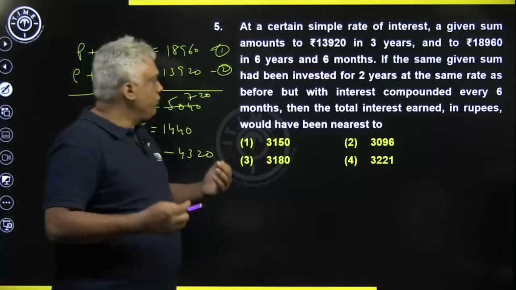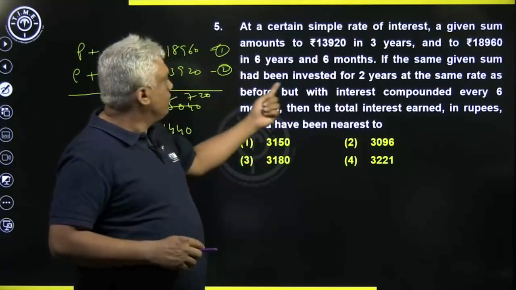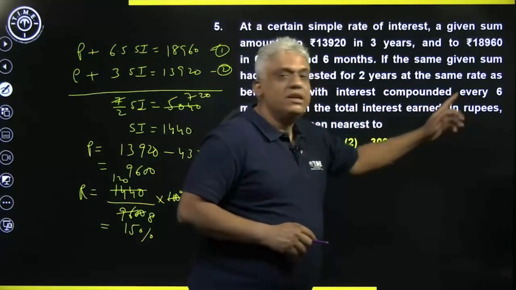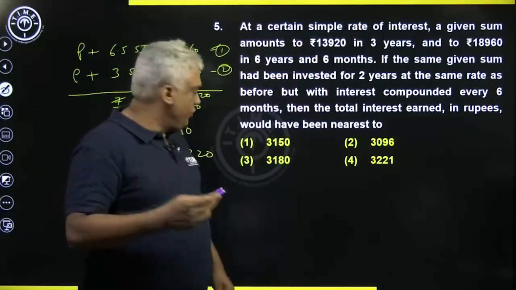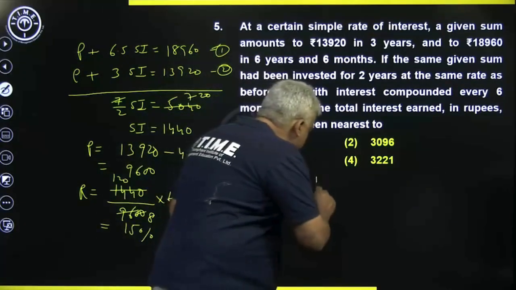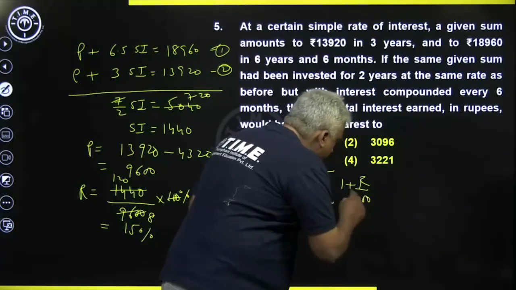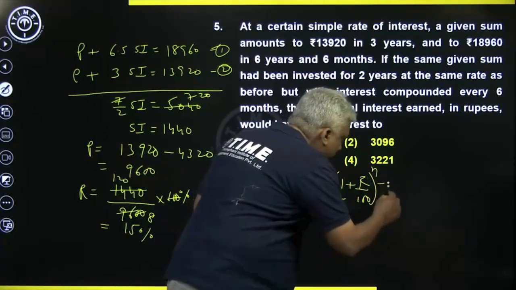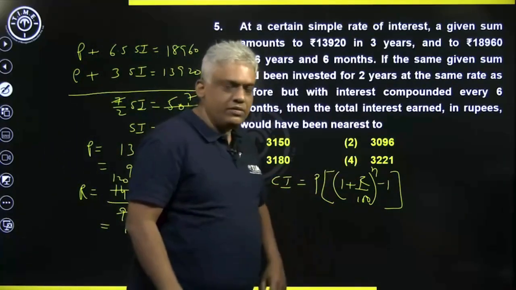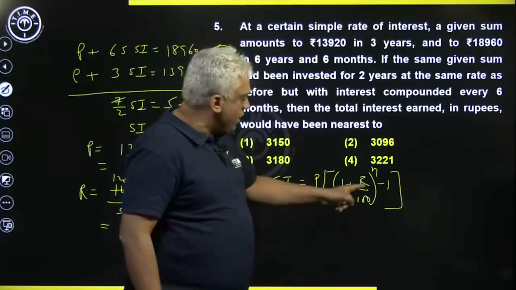Now what do they want? We want the compound interest, and this money is invested for 2 years, compounded every 6 months. Now we know the compound interest formula. It is CI equals P times (1 plus R by 100) to the power n, minus 1. R percent per annum, n is the number of years. That's why we needed P, R and n.